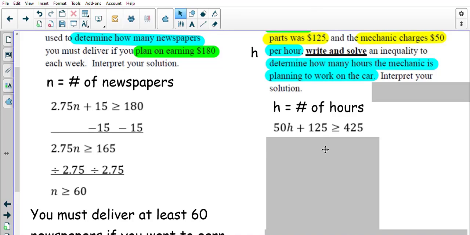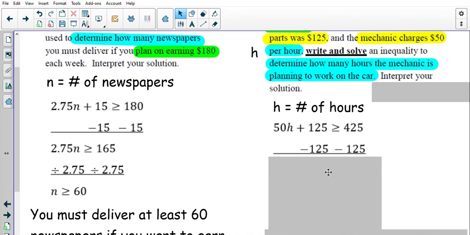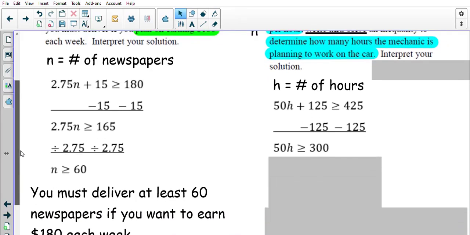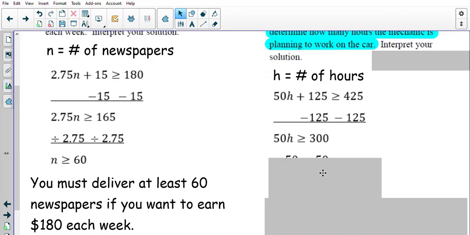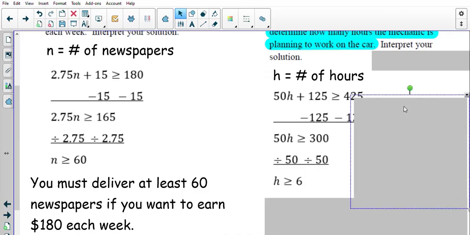All right, let's go ahead and solve this. So let's subtract 125 from both sides using those inverse operations. We get 50h is greater than or equal to 300. Divide both sides by 50. And you should get h is greater than or equal to 6.